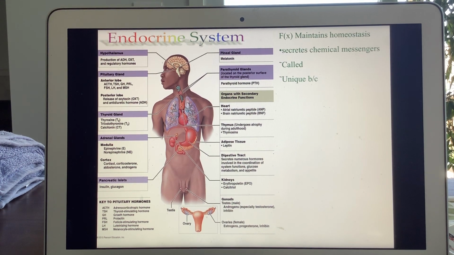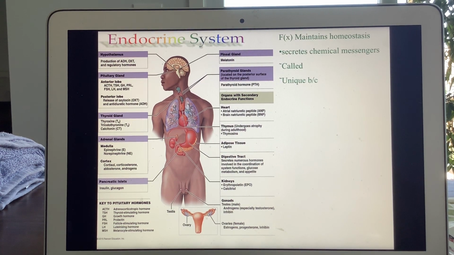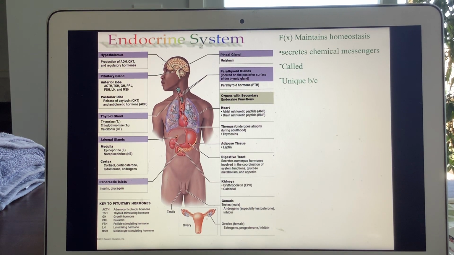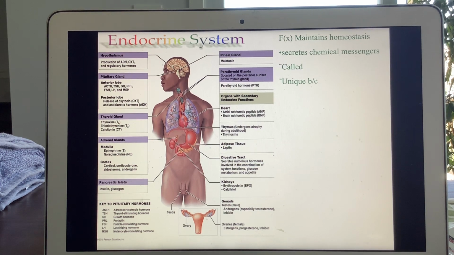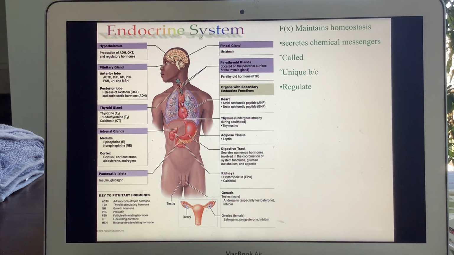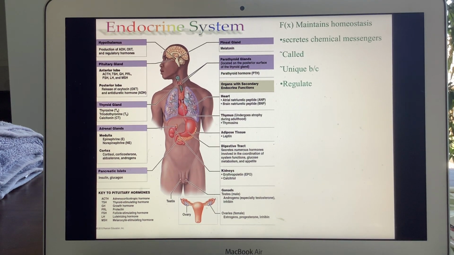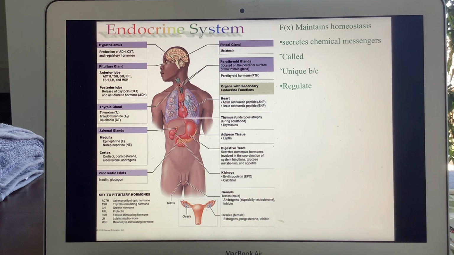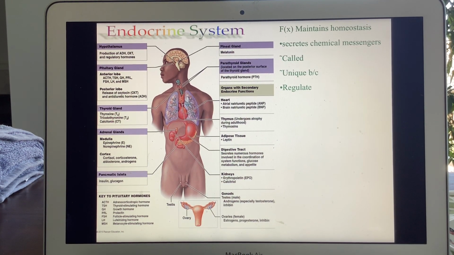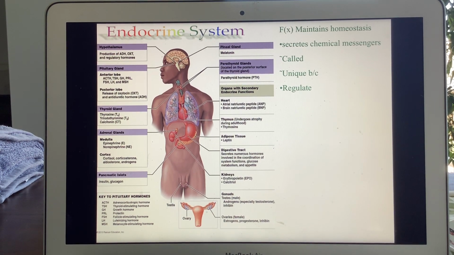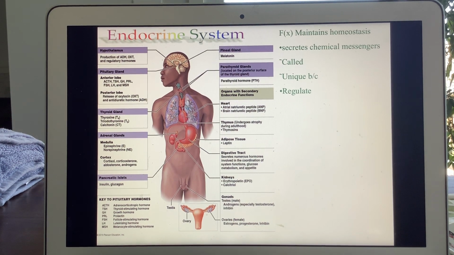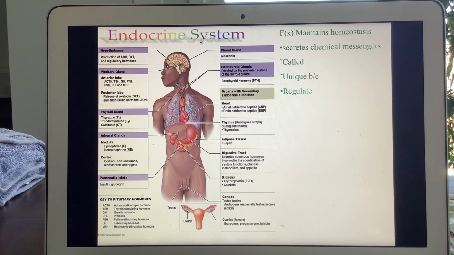Ductless is spelled D-U-C-T-L-E-S-S. Ductless means they are going to dump those hormones directly into interstitial fluid, then blood. So when we think about homeostasis, what does it do? Well, functionally, it's going to regulate metabolism. Metabolism is spelled M-E-T-A-B-O-L-I-S-M.